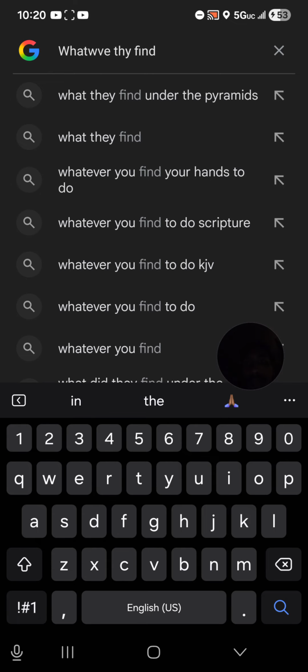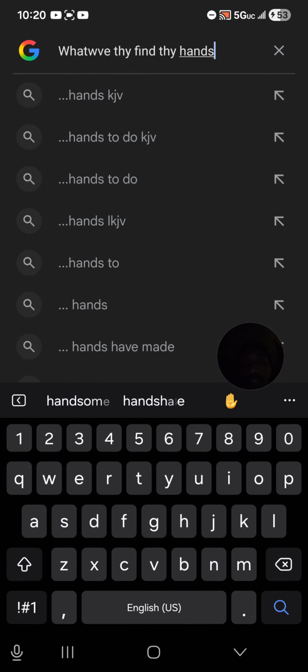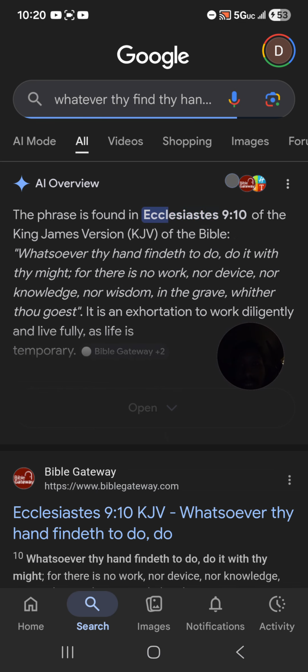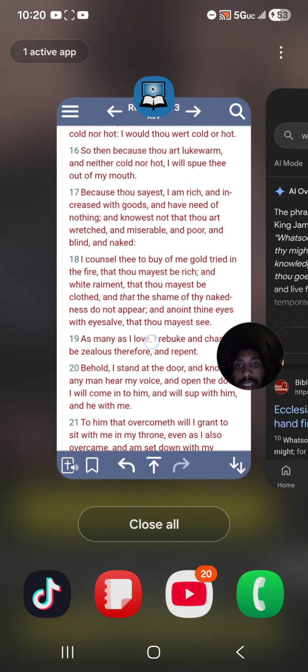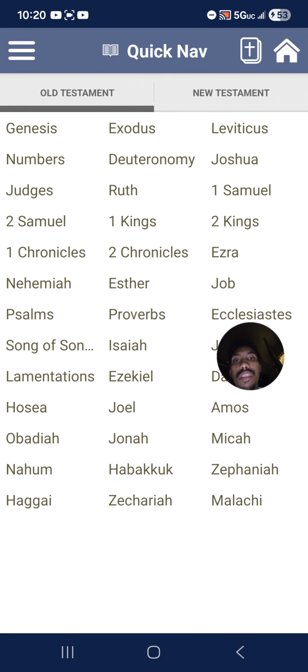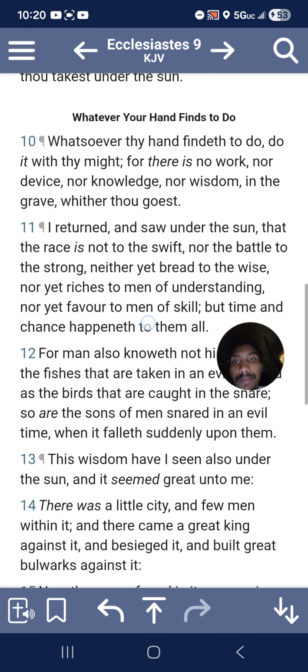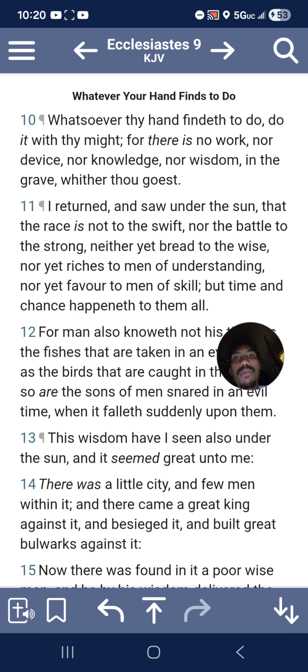Last verse, then we'll close the lesson. Ecclesiastes 9:10. Whatever your hands find to do. Verse 10 says, whatsoever thy hand findeth to do, do it with all thy might, for there is no work, nor device, nor knowledge, nor wisdom in the grave whither thou goest. So we're all going to return to the ground one day.